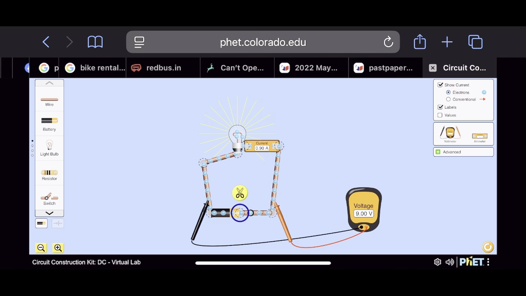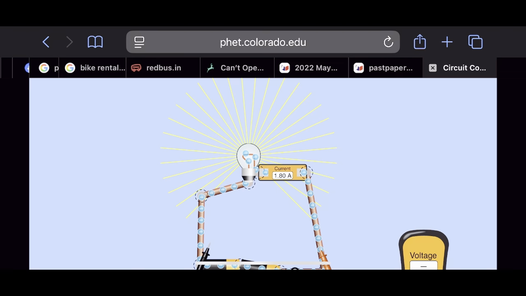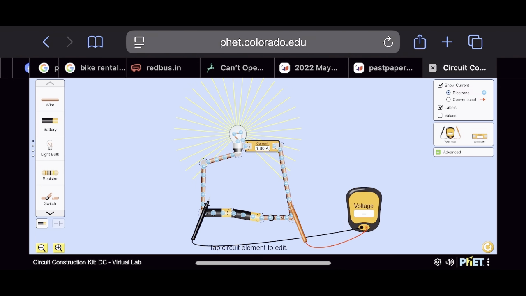Next, I'll disconnect the circuit, and in the same junction I'll add one more battery. So if I add one more battery, what result is expected? Yeah, the result has already come. The bulb is glowing much brighter than earlier, and see the readings now. The voltmeter reading was showing 0 because it was not connected. The voltmeter reading is now 18 volts because I'm using two batteries of 9 volts each. So 9 plus 9 becomes 18.